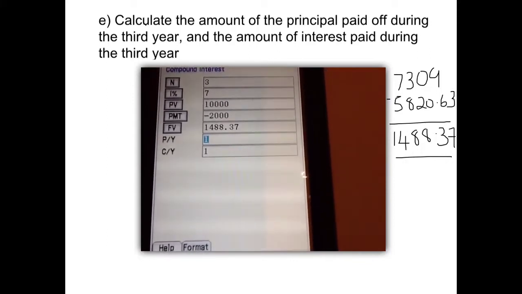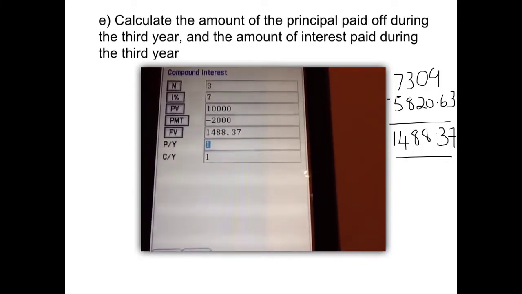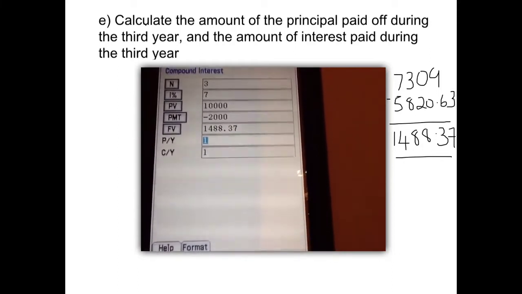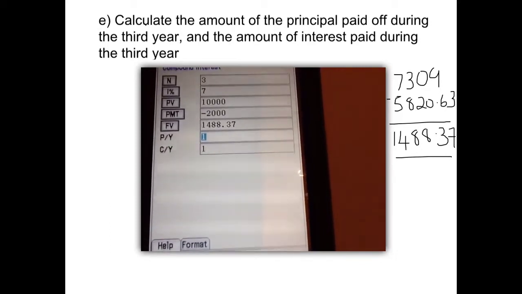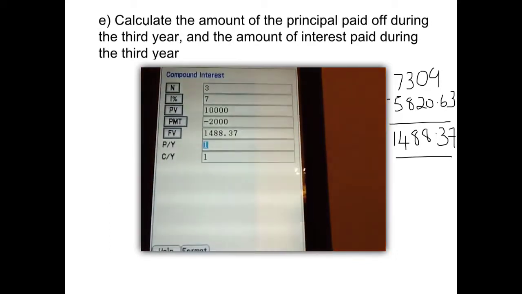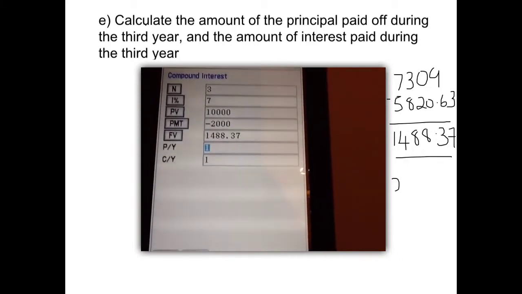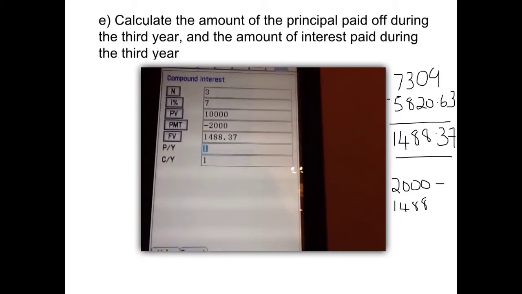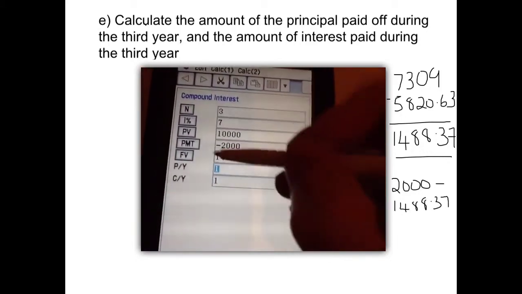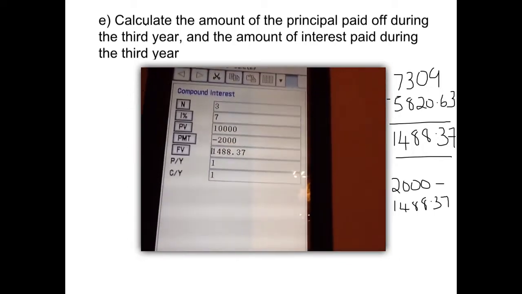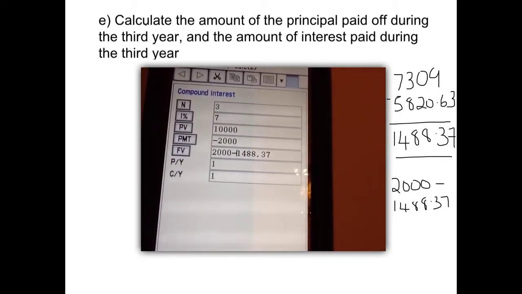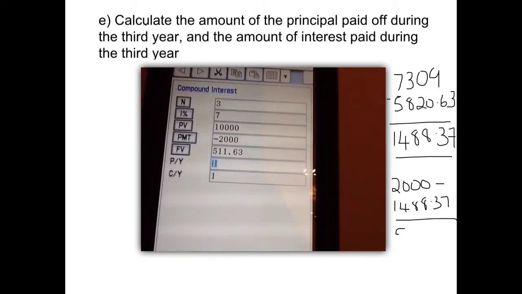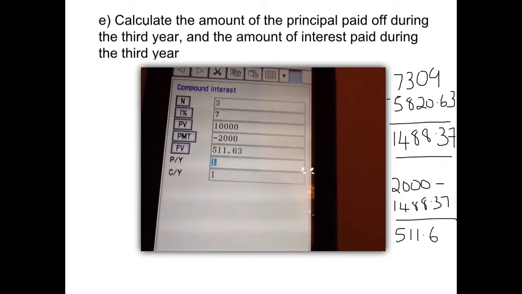Remember though, we paid $2,000 every year. So there's some money that's not been paid to pay off the loan, and that's been the interest that we've paid. So the interest paid during the third year is the amount that we've paid, which is $2,000, and we take away the principal that's paid, $1,488.37. You can either do that in your head or go back to your calculator, 2,000 minus the answer. So the interest we paid in the third year was $500.63.